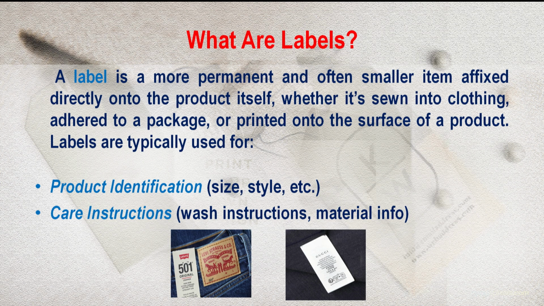Typically, labels are used for product identification. From the labels we can know the size of that garment, what style it is, and other such information. Care instructions are also printed on the labels, such as wash instructions. If a garment is of very delicate fabric, there will be a symbol telling us whether we have to hand wash it, use machine wash or dry wash. That symbol will be given on the label.